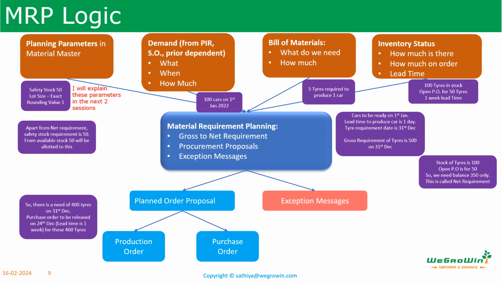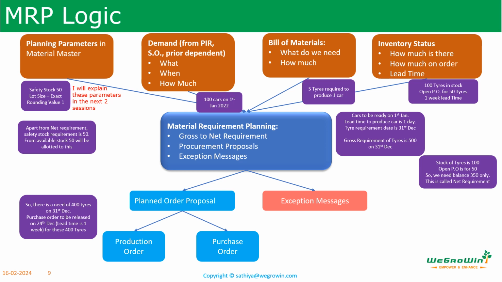Now you understand how the demand is taken, how the bill of material is used, how the inventory details are used, and how the planning parameters are used to calculate MRP requirements, that is the gross requirement, the net requirement, and then how the system gives the proposal.